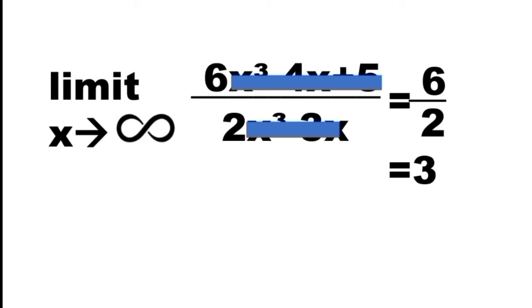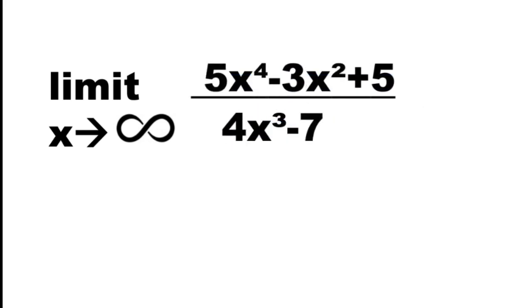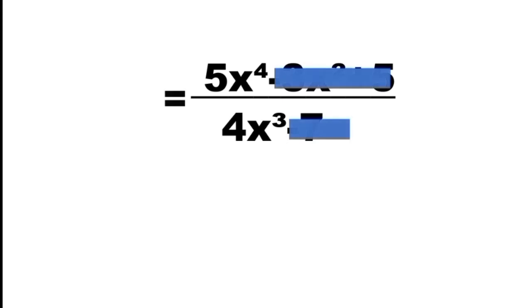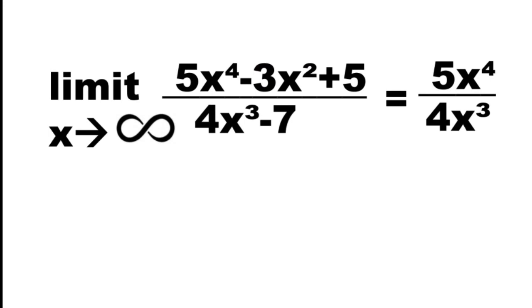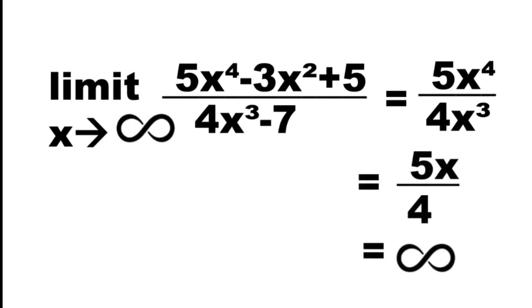An example with different exponents in the numerator and the denominator is the limit of 5x to the fourth minus 3x squared plus 5 over 4x cubed minus 7. Here eliminate 3x squared plus 5 and minus 7, but leave 5x to the fourth over 4x cubed, since they have different exponents. Then divide x to the fourth by x cubed, so it's equal to 5x over 4, and as x approaches infinity, this is also equal to infinity.